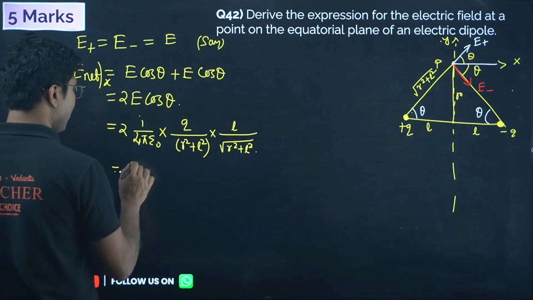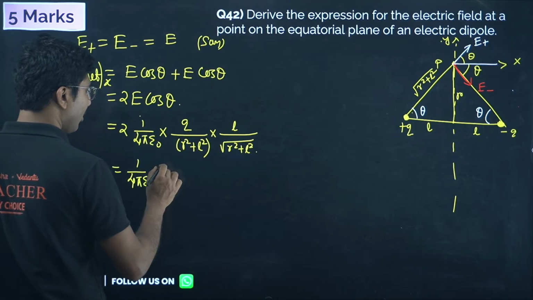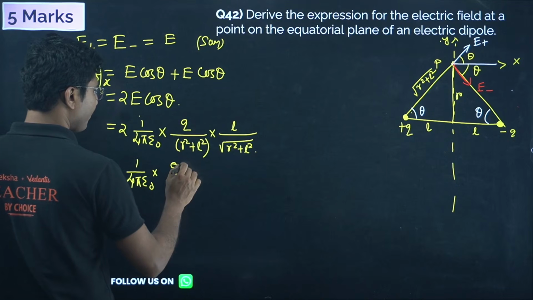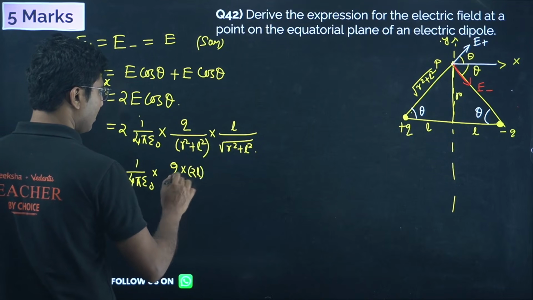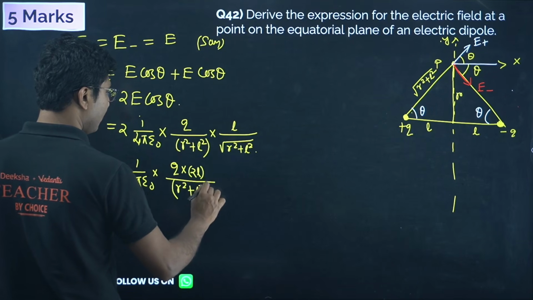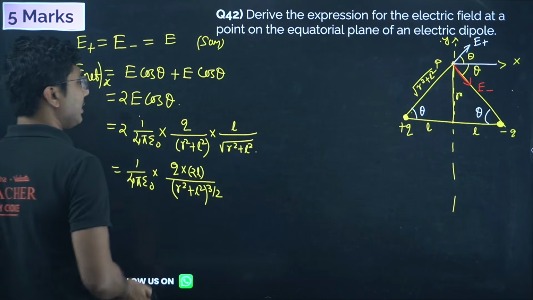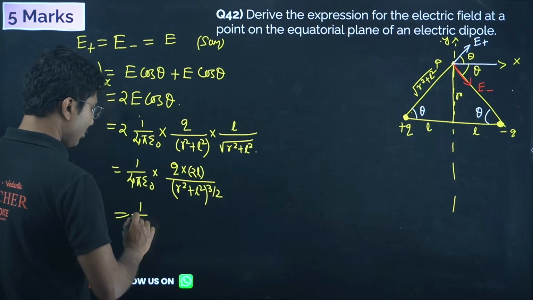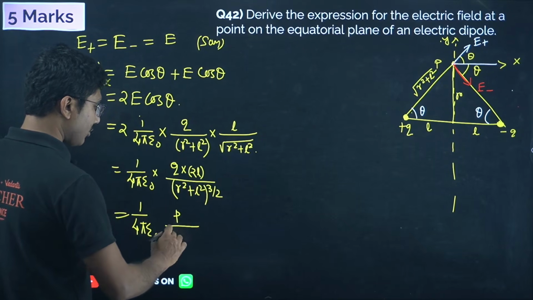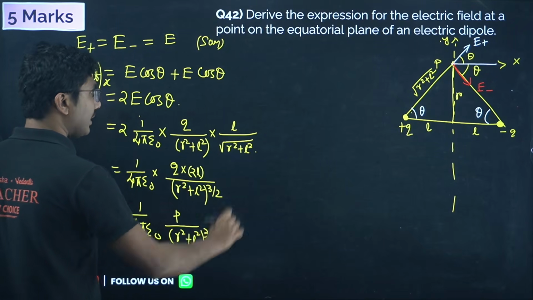Okay, now let's simplify. 1 by 4 pi epsilon naught. Sir, why are you not cancelling? We will not, because we need these two. This 2 is very helpful. Q into 2L divided by R square plus L square to the power 3 by 2. Okay, now again Q into 2L is what? Q into 2L is the dipole moment. You have to show that. I have done it in the previous derivation, so that's why I am not doing it, but you have to. You will get only one derivation, so you have to write that.